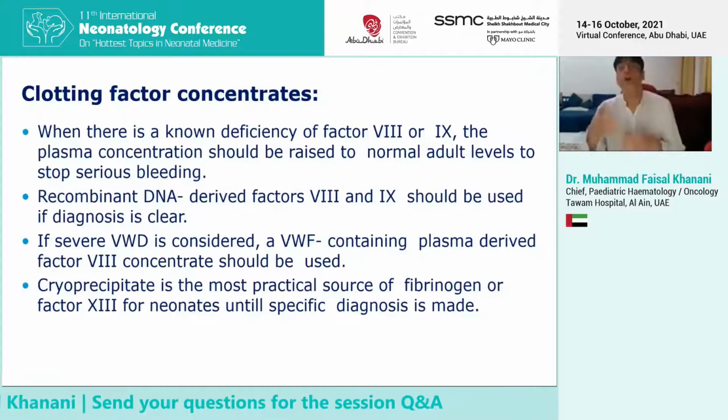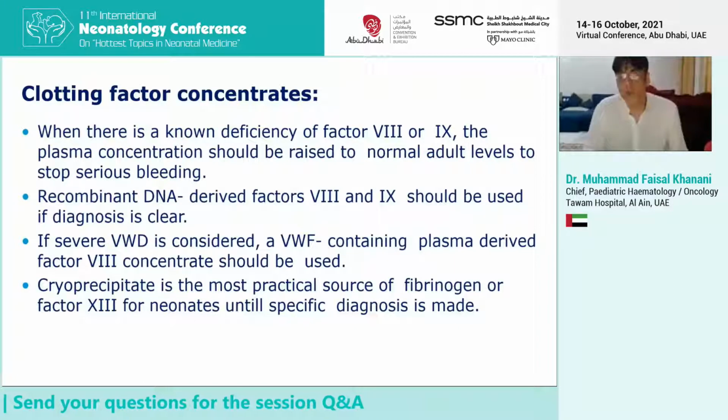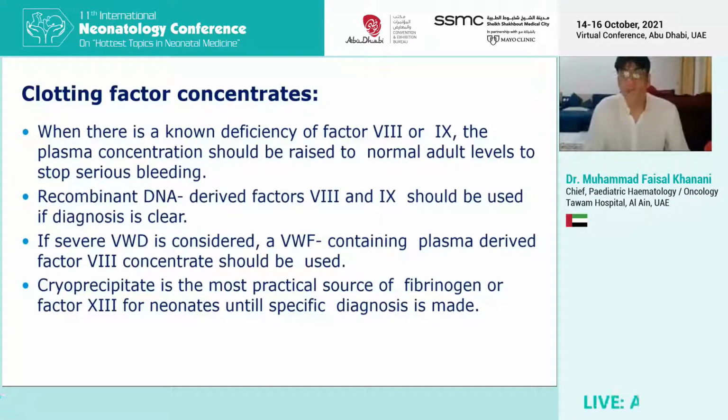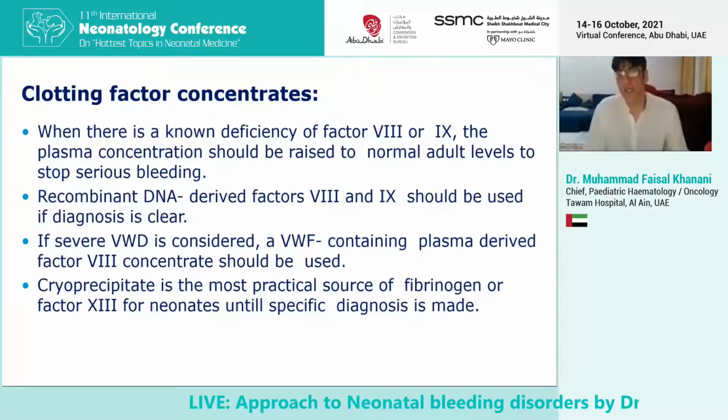Now, when you find the deficiency, what you give depends on the diagnosis. If the child is diagnosed with hemophilia, you give factor 8 or factor 9, depending upon the diagnosis. If severe von Willebrand is considered, you have to give plasma-derived von Willebrand factor. Cryoprecipitate is mostly used if you're suspecting afibrinogenemia or factor 13 deficiency in a neonate, until a specific diagnosis is made.